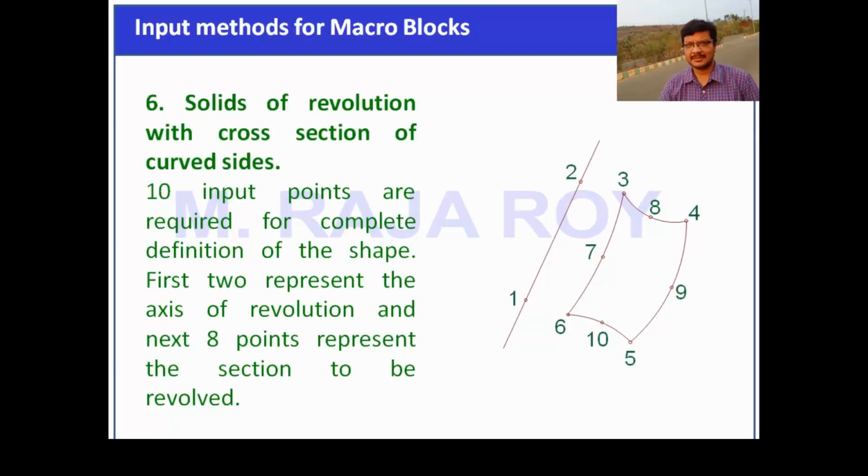Solids of revolution with cross-section of curved sides. 10 input points are required for complete definition of the shape. The first 2 represent the axis of revolution and the next 8 points represent the section to be revolved.